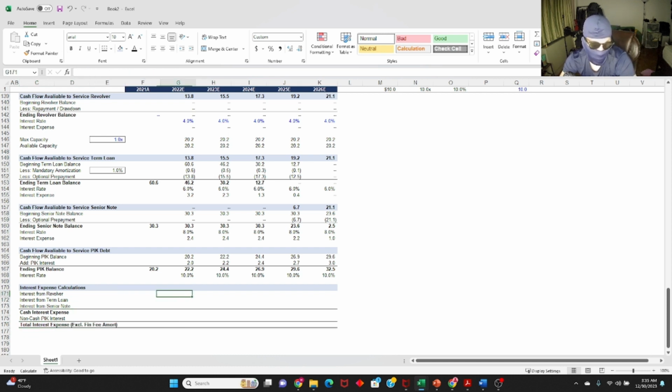And basically what you're going to do is you're going to link everything up. So you're going to link your revolver up to your revolver interest expense, which is going to be 0 because you never draw on it because your company has ample cash. You're going to link your term loan up here, and then you're going to link your senior note.